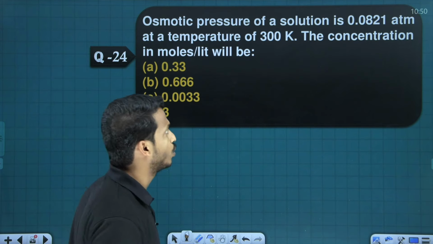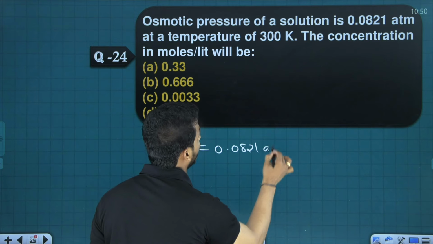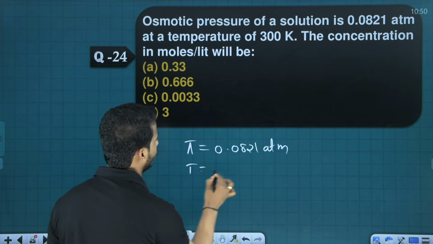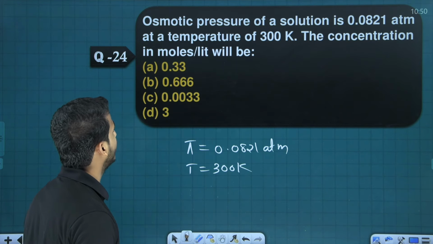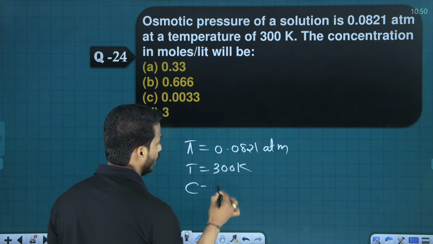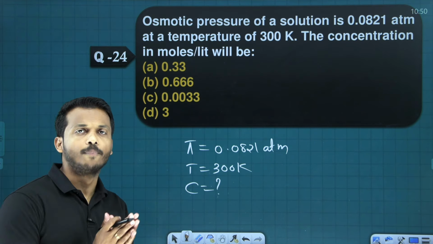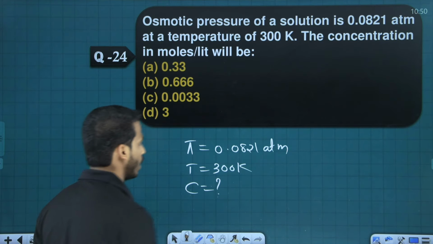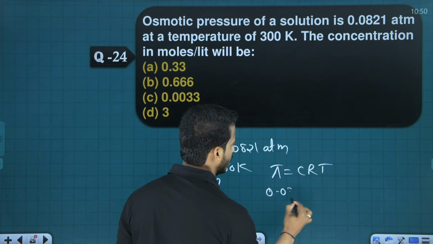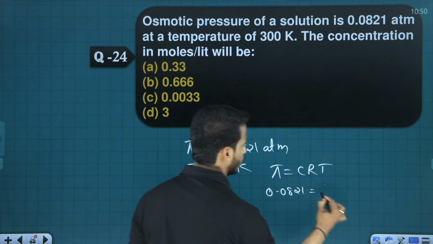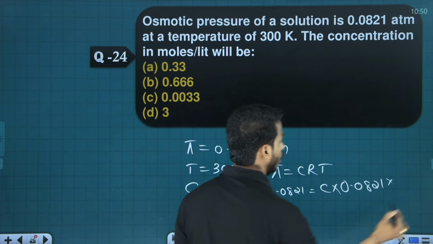Osmotic pressure of a solution is given as 0.0821 atm at a temperature of 300 Kelvin. The concentration in moles per liter we need to calculate. They didn't say anything about the solute, so we can take i value as 1. So our equation, pi equal to what? CRT. Pi is 0.0821. C is what we need to calculate. R, the universal gas constant, is 0.0821.